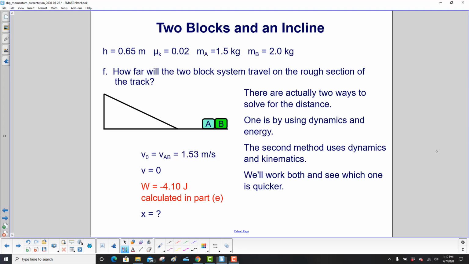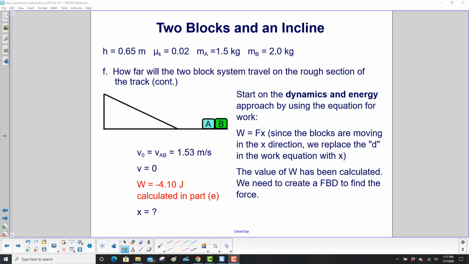And finally, how far will the two-block system, block A and B, travel on the rough section of the track before they come to a stop? That's kind of implicit. There's actually two ways to solve for the distance. One is using dynamics and energy, and the other way is dynamics and kinematics. We'll work both and see which one is quicker. We'll start on the dynamics and energy method.